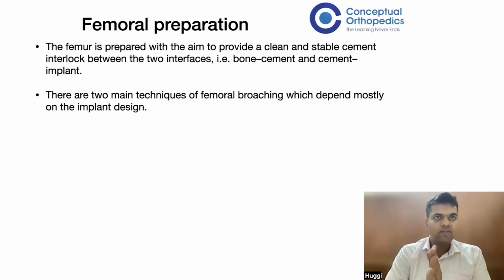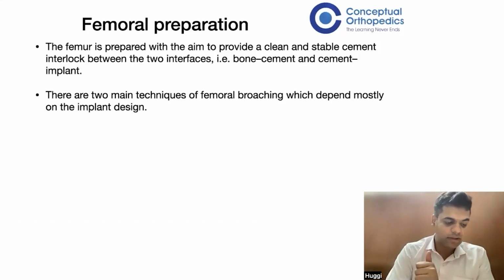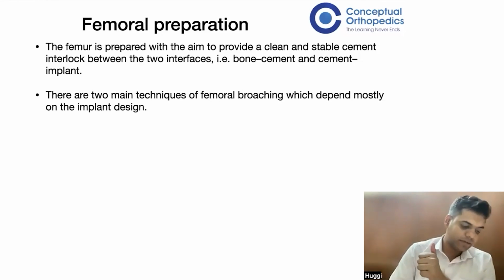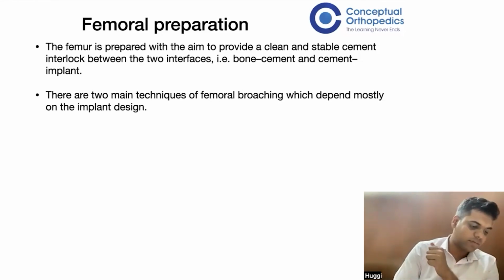Whereas if you're planning a composite beam, then the stability between the cement and the implant has to be strong. Depending upon which stability you want, you have to prepare the canal that way. And how do you broach the canal? There are mainly two types. That's what I'm talking about.